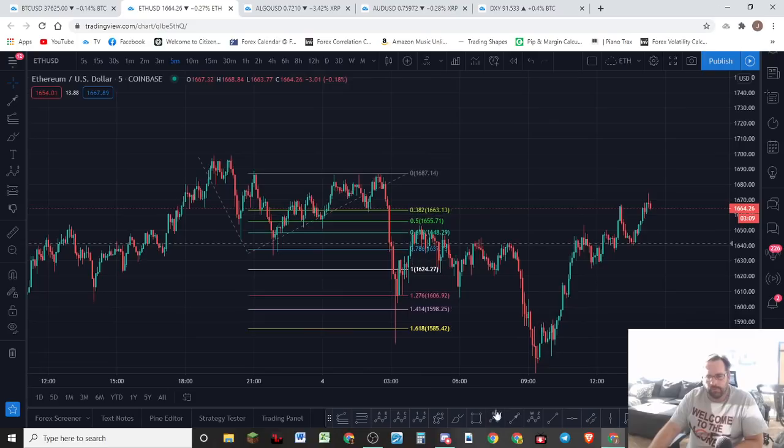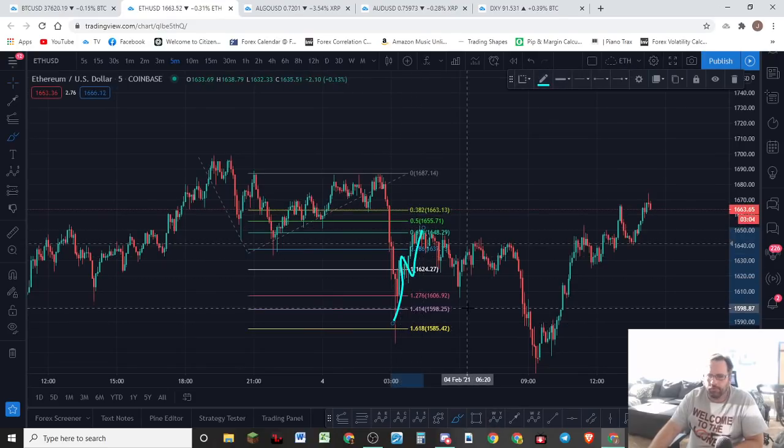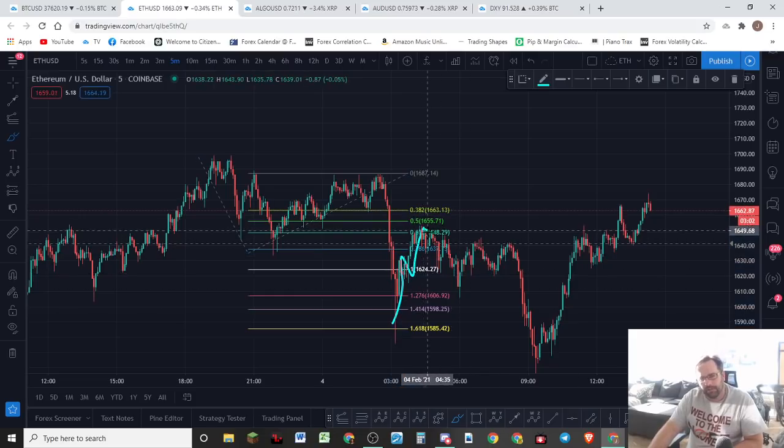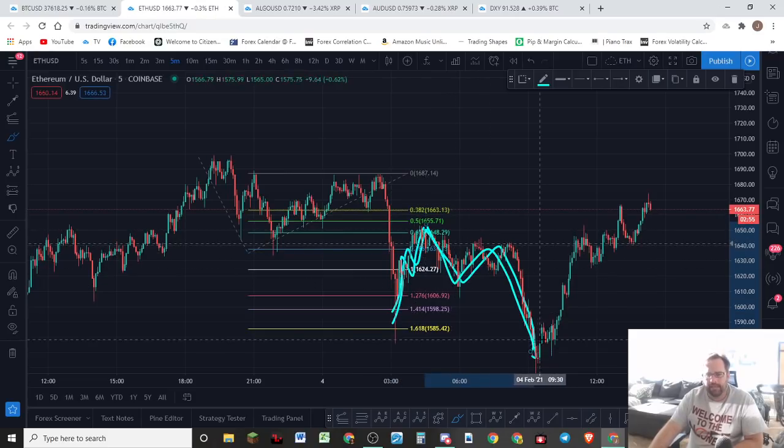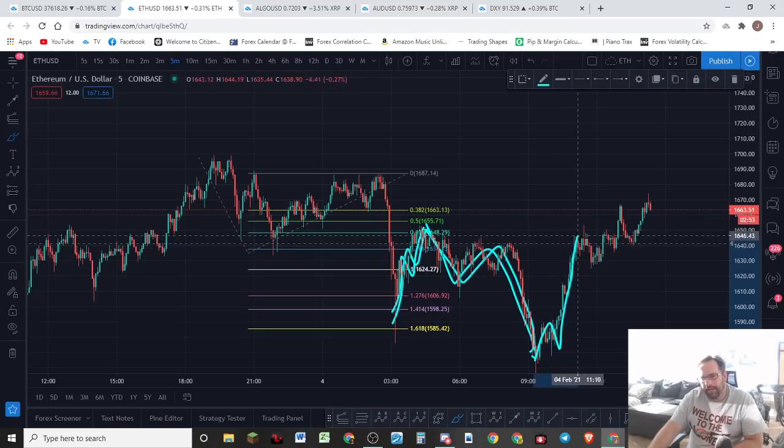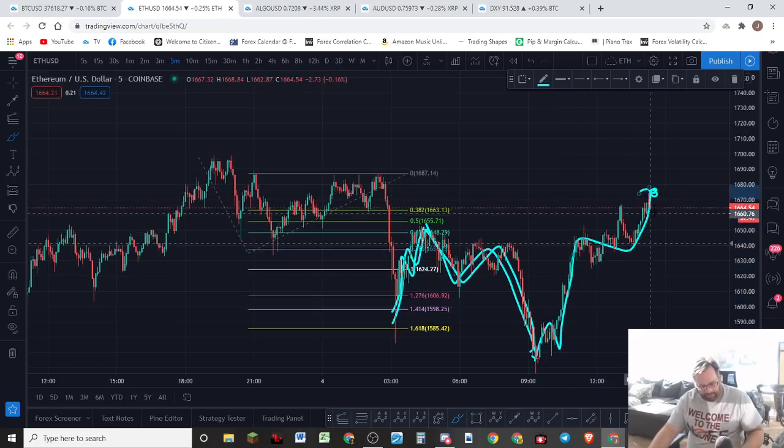Now, what came after that? That was a 1, 2, 3-wave move right there. That was followed by a three-wave system right there. So we've got a three-wave there, a three-wave there. And then what happened after that is we had a five-wave move right there. Now, why would I enter short right here?